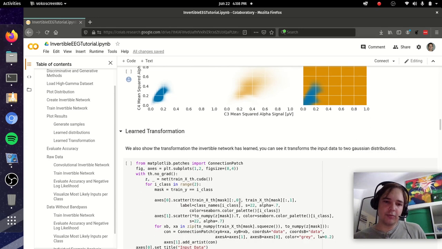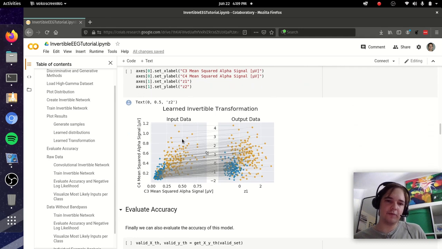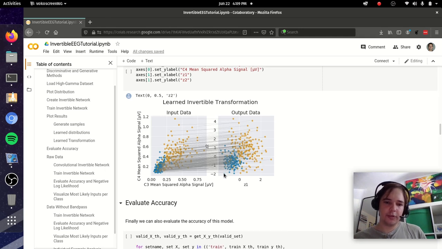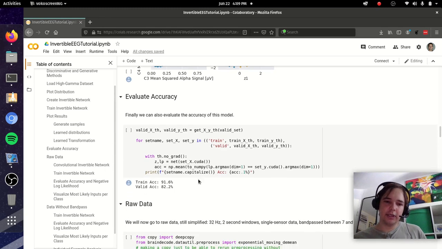Finally, what I showed in the beginning of this section, I will show here again, is the transformation. For this 2D example, you can look at where each input point gets mapped to in the output space, just to have a bit better understanding of what the network has done. And that's what these very thin lines show here. You can also just evaluate how well it works as a classifier, and here we get about 92% for the training accuracy and about 82% for the validation accuracy.